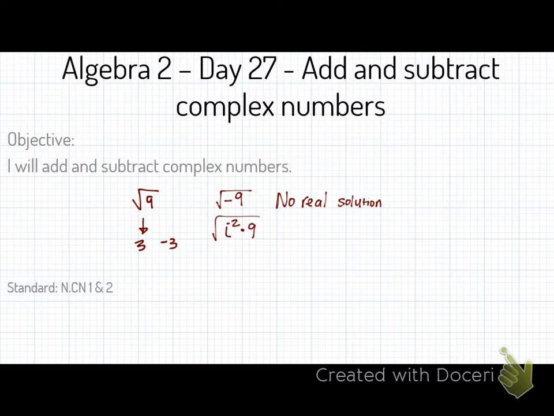So now we know that the square root of i squared is i. Square root of 9 is 3. So that's 3i, an imaginary number, and we could write that as a complex number as 0 plus 3i. Okay. So today we're going to be looking at using that and then combining like terms, adding and subtracting.